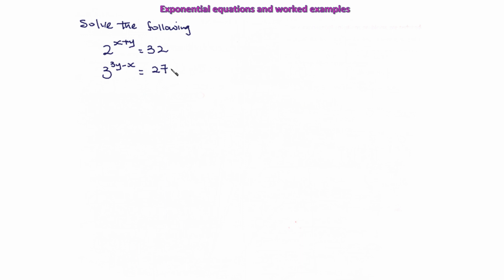The third example: solve the following. You're looking at the board to see what you are solving. This is a system of two functions. 2 raised to power x plus y is equal to 32. We can turn this into equations because solving it will result in simultaneous equations. I'll still be giving a tutorial on that. This will be equation 1, and this will be equation 2.